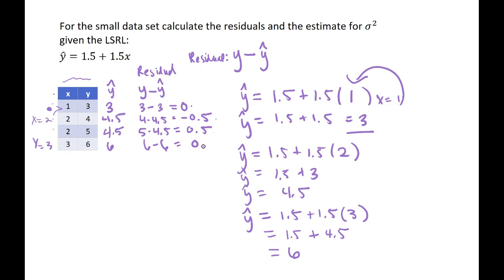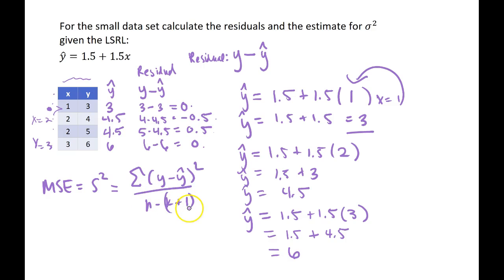Now we need to calculate the estimate for sigma squared. This is the MSE, or in other words, S squared, and this can be calculated by summing the residuals, y minus y hat, squared, all over n minus k plus 1. So this is equal to the sum of each of the residuals squared divided by n minus k plus 1. These are just equivalent statements.